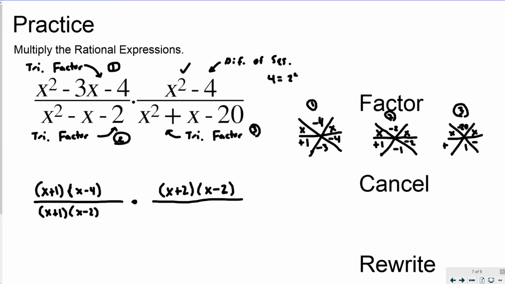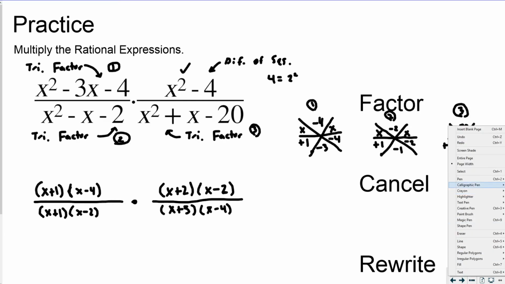Factors of 20, you've got 1 and 20. That's not going to work because it's going to be 19. You've got 2 and 10. That won't work because you're going to get 8. And you have 4 and 5. So if we do 5 and 4, we get 5 minus 4 is positive 1. So then we can do x plus 5 here and x minus 4. So again, you can probably see some things that are going to cancel already.